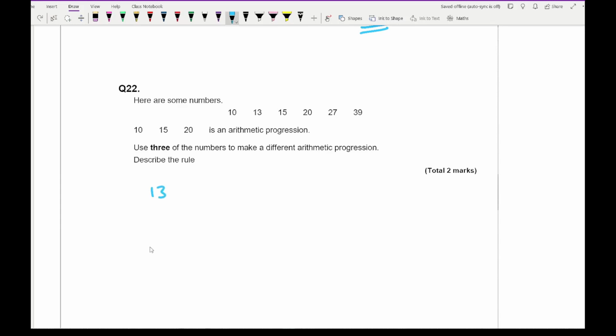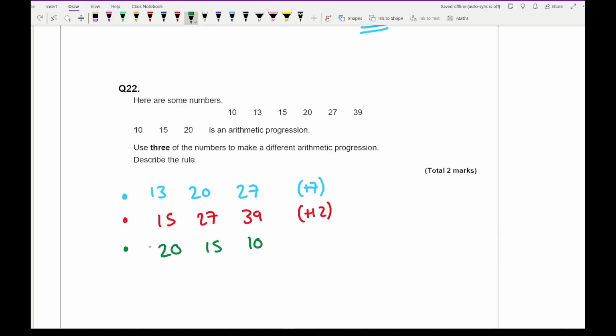So you could have 13, 20 and 27, and there you've got a pattern of plus 7, plus 7. So that's one possible answer. Another possible answer you could have is 15, 27 and 39, where the difference is plus 12. Another answer you could have is 20, 15 and 10, where your difference is minus 5. Another sequence you could have is 27, 20 and 13, where the difference is minus 7.